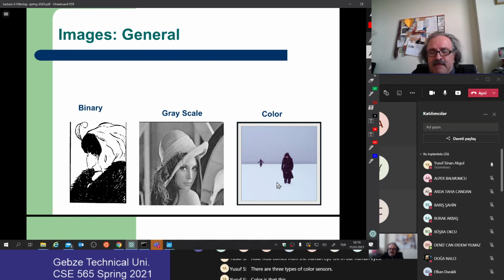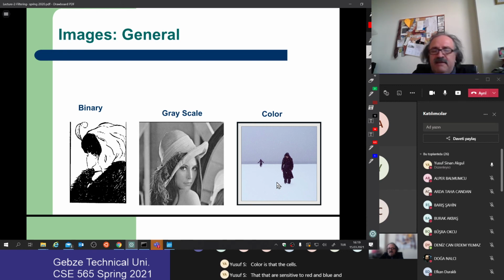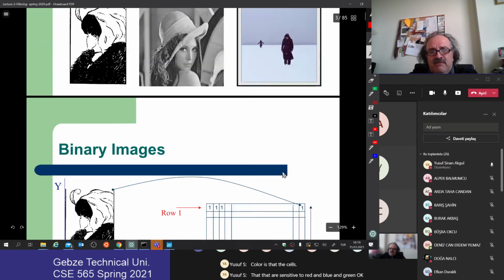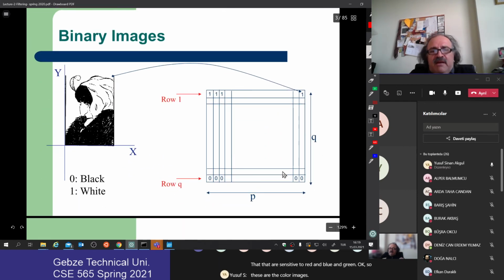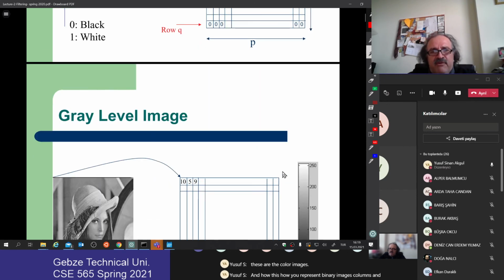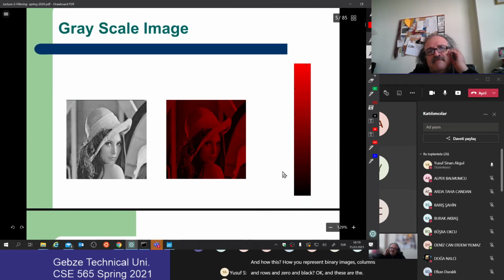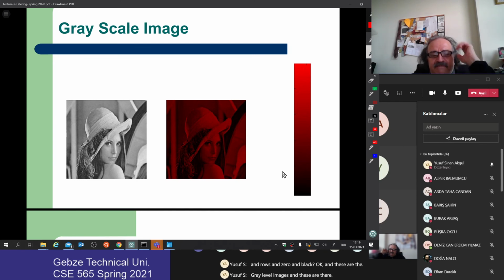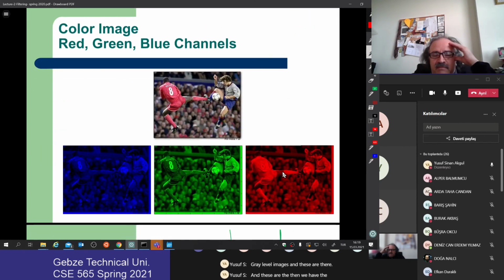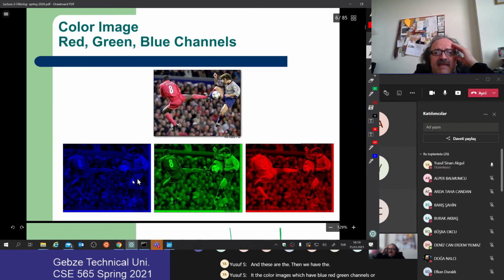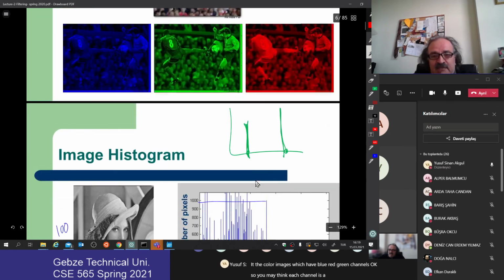The cells that are sensitive to red and blue and green. Okay, so these are the color images. And this is how you represent the binary images: columns and rows, and zero and black. Okay, and these are the gray level images, and then we have the color images which have blue, red, green channels. So you may think of each channel as a grayscale image.